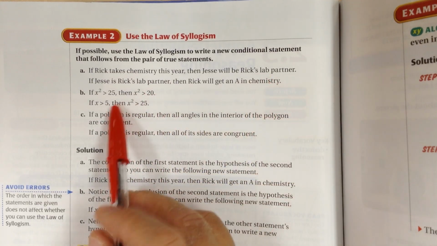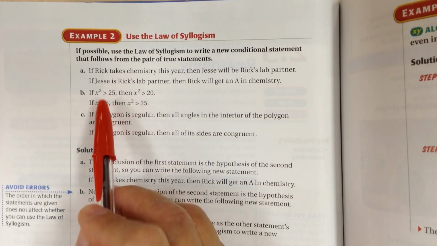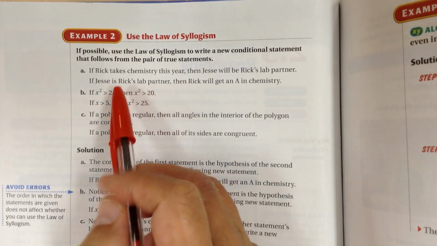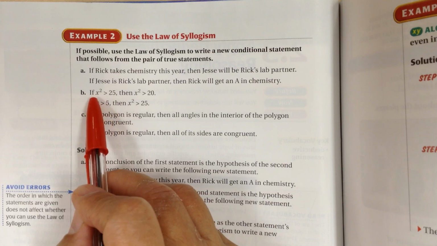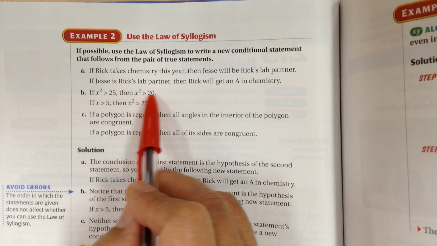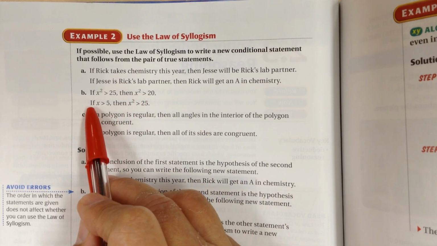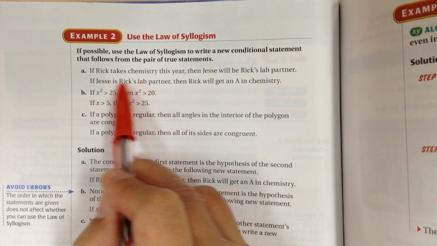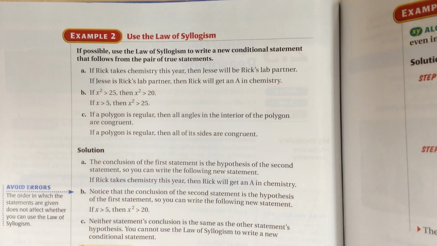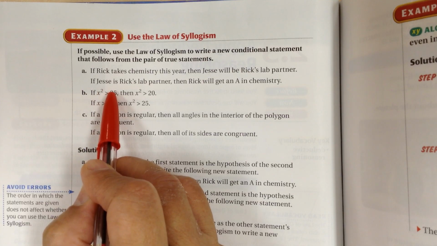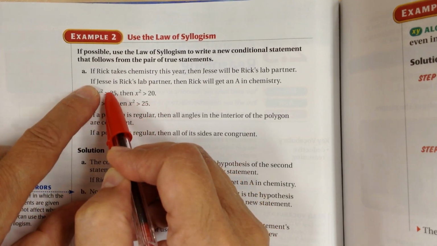I'm going to do B first because it's easier to see. If x squared is greater than 25, then x squared is greater than 20. It says if x is greater than 5, then x squared is greater than 25. So what can you conclude about these two? Remember what I said: think about the game of dominoes. Notice you have x squared greater than 25, x squared greater than 25, so you can try to line these things up.